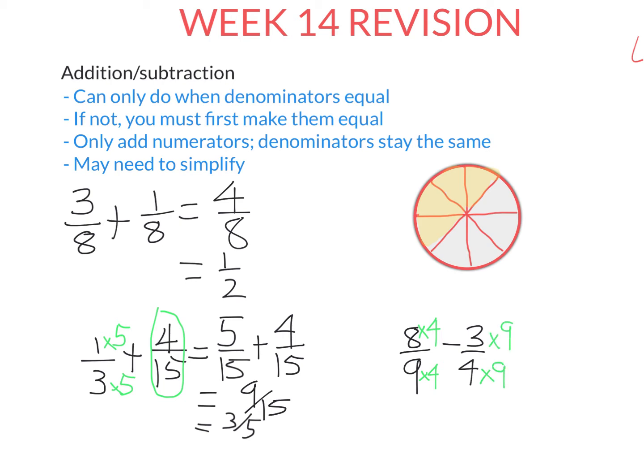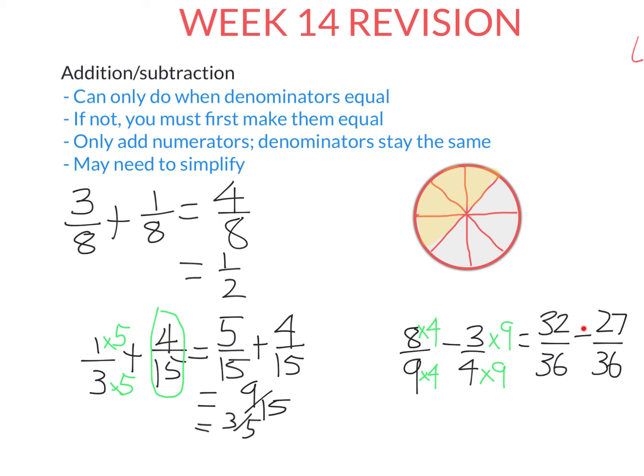Again, the reason I chose 36, chose to make this one and this one have denominator 36, is because it's the lowest common multiple of 9 and 4. So 8 over 9 is the same as 32 over 36, and 3/4 is 27 over 36.